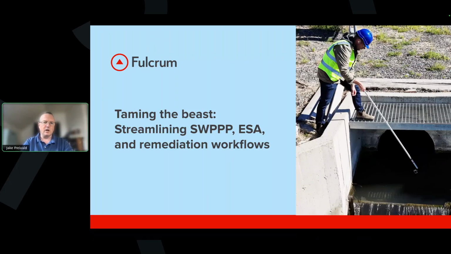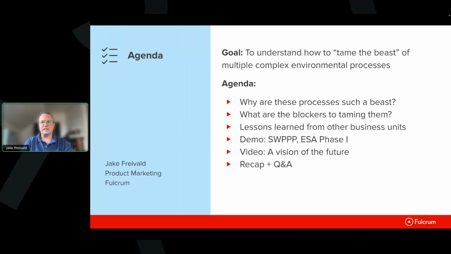Let's talk about what our goal is, which is to understand how to tame that beast of multiple complex environmental processes. And the way that we're going to walk through that, figure out what to do, how to approach it, is to follow the following agenda. First, we've got to look at why the processes are such a beast in the first place. Then we've got to find out what blockers there are to us taming them. Like, if there's such a problem, then why haven't we already solved those problems?